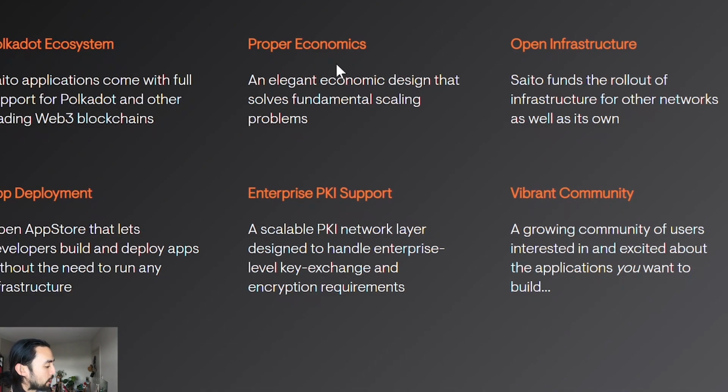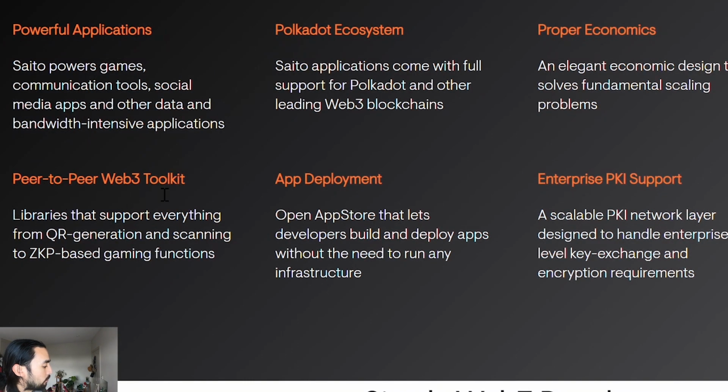Talking about the proper economics, an elegant economic design that solves fundamental scaling problems. About the open infrastructure, Saito funds the rollout of infrastructure for other networks as well as its own. Its peer-to-peer Web3 toolkit has libraries that support everything from QR generation and scanning to ZKP-based gaming functions. As for its app deployment, it's an open app store that lets developers build and deploy apps without the need to run any infrastructure itself.